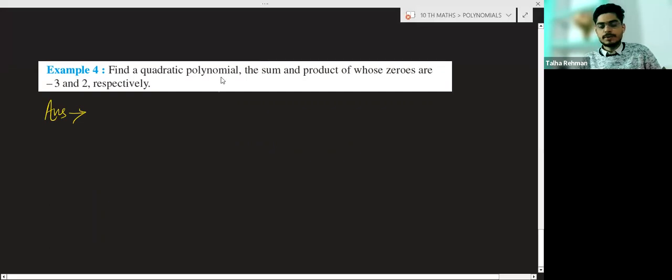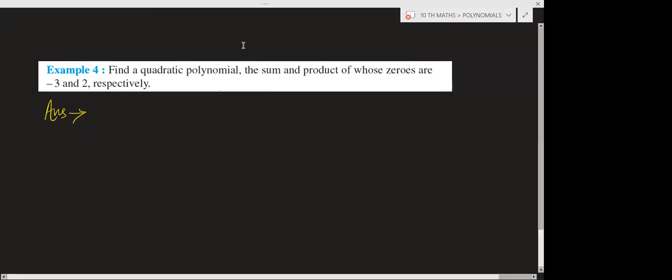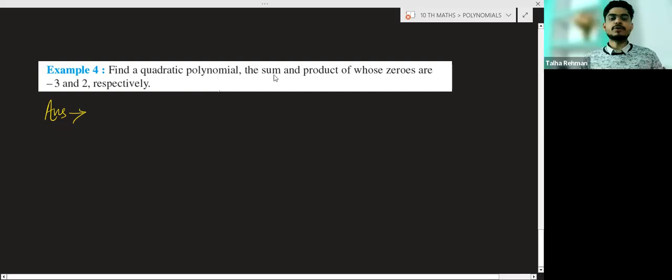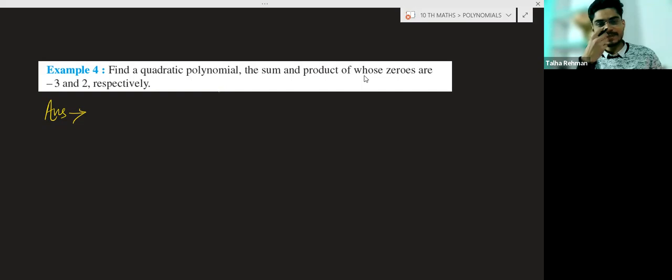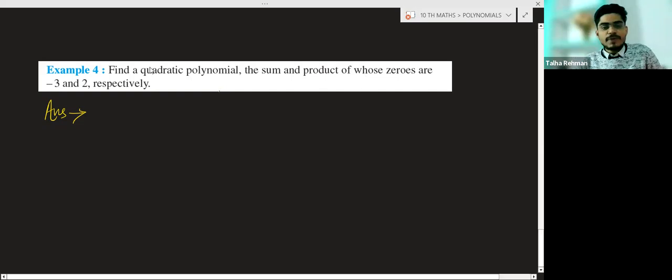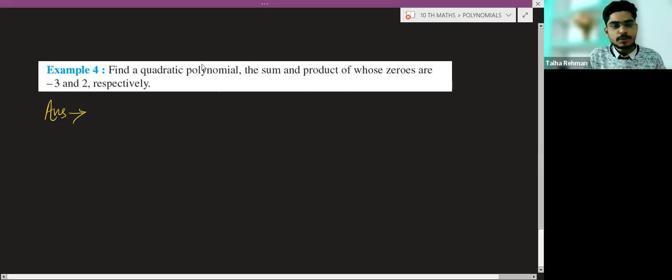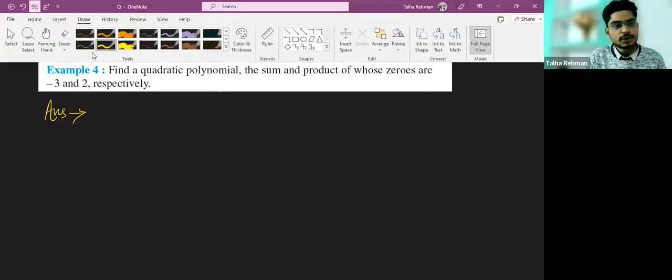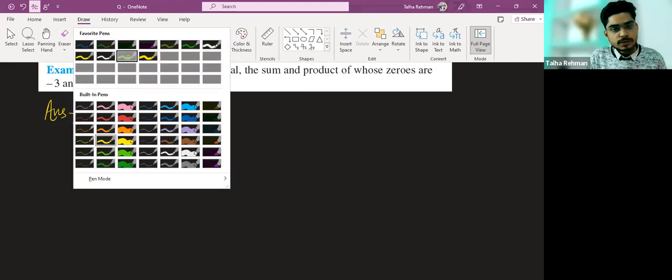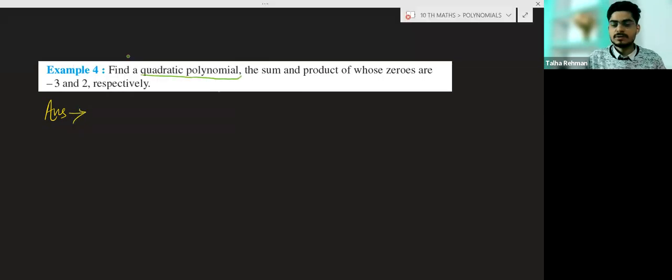For a quadratic polynomial, Azaan, what is the degree of quadratic polynomial? 2. Okay. So for a quadratic polynomial, the sum and the product of whose zeros are -3 and 2 respectively. Basically, find the quadratic polynomial. We have to find a quadratic polynomial. This time zeros are given, and we have to find the quadratic polynomial with the help of zeros.